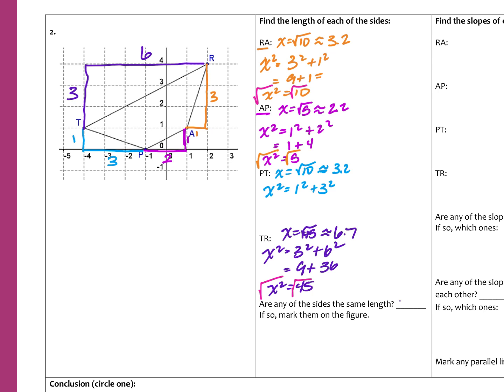Do any of them have the same length? PT and RA. Yes, they do. So I'm supposed to mark it on my graph. So PT and RA have the same length. Awesome.